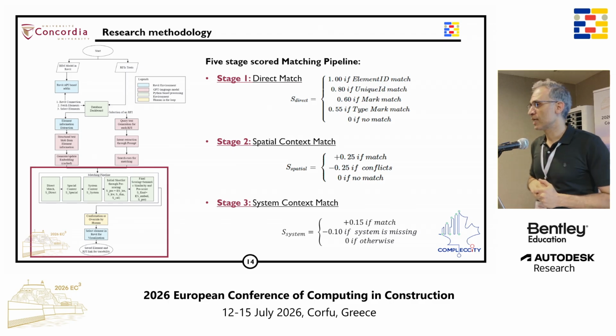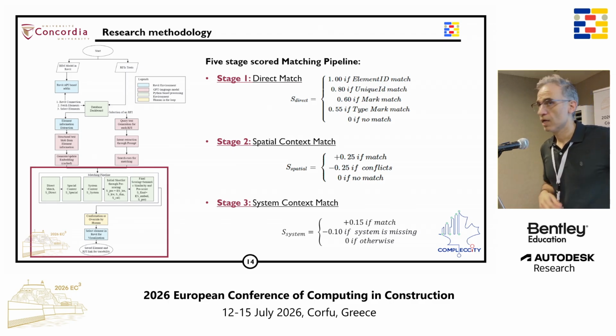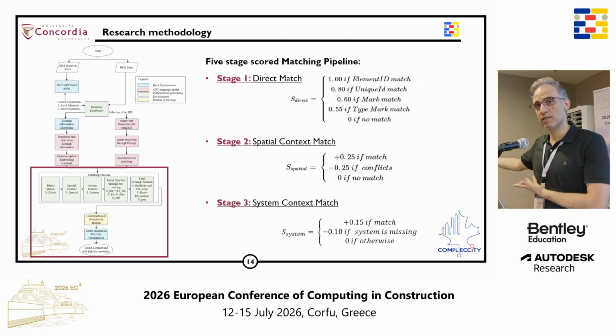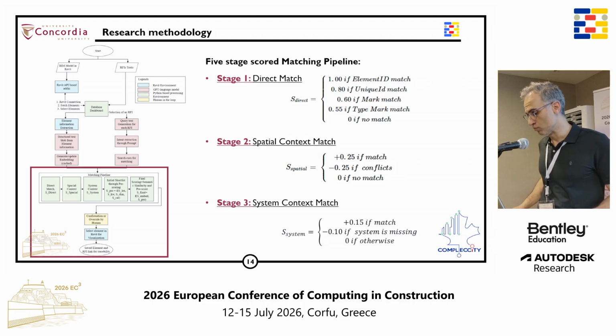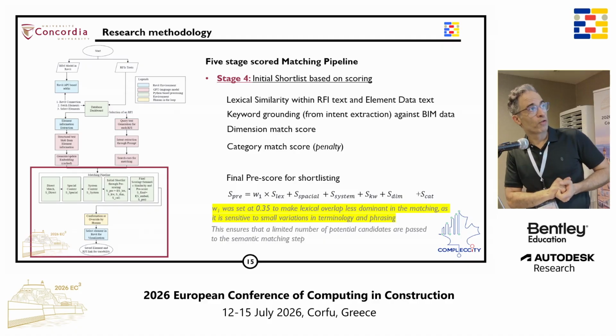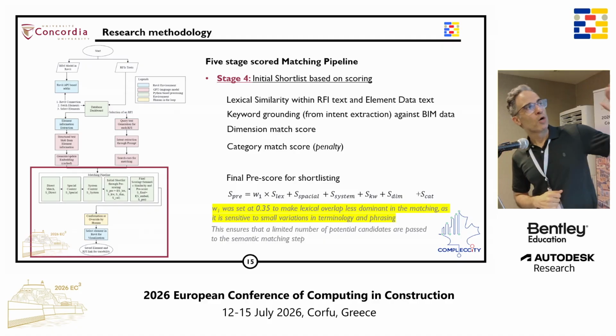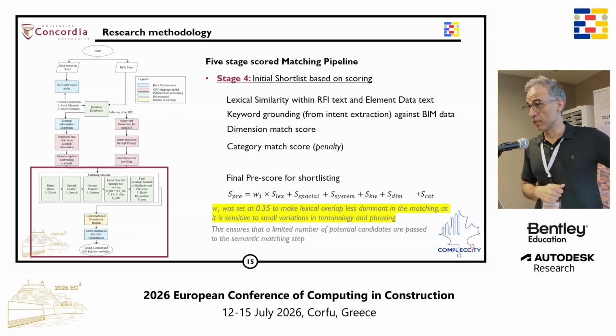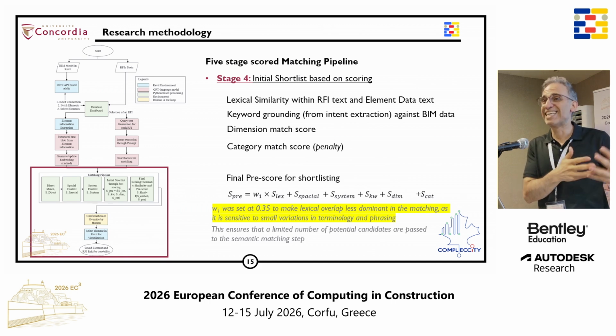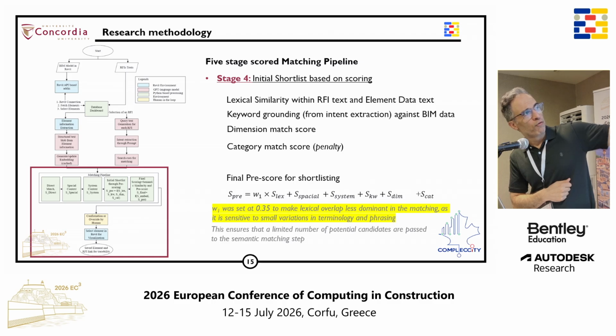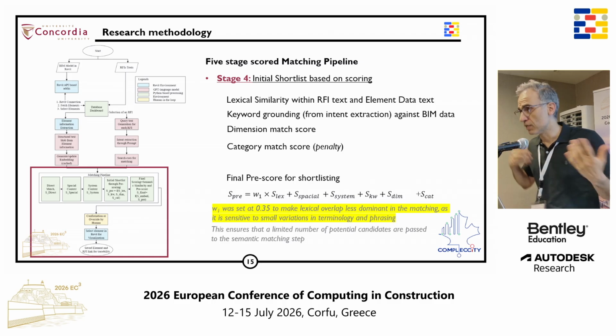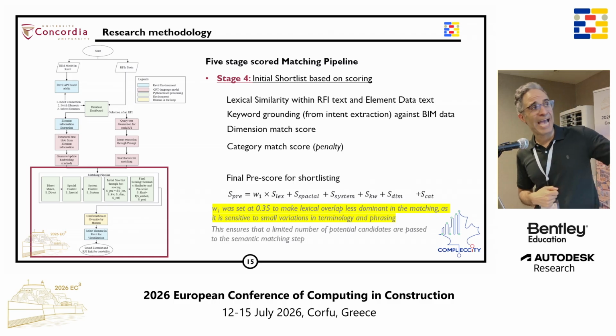The system context match, that's mostly for MEPs to match to see that system type and classification do match. The fourth one is, after having those, we create an initial shortlist through basically a lexical match. That looks into four things: the lexical similarity between the text in the RFI and the element's description.